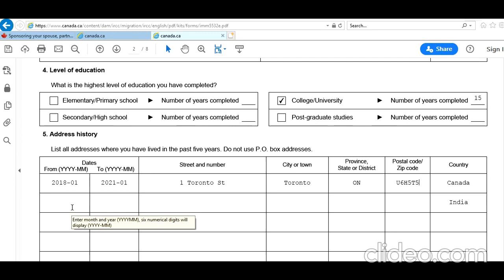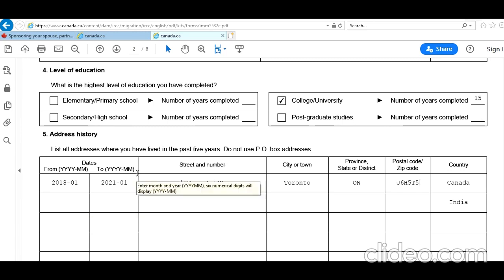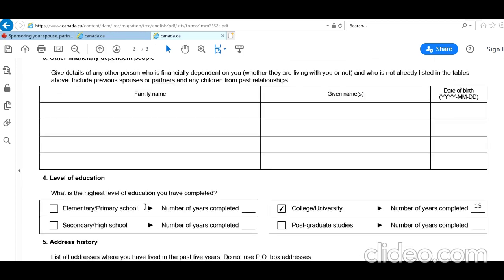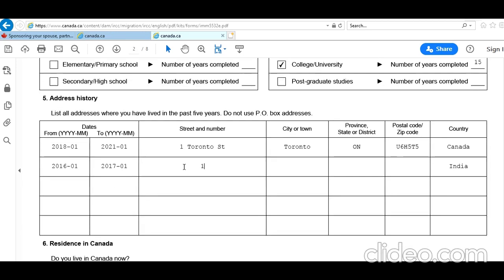And before, they have asked for 10 years, right? We have lived in 5 years. Okay, where you have lived in 5 years. Okay, so from 2016 they want. Okay, let's say in 2016, just make a sample address in India where he used to live.